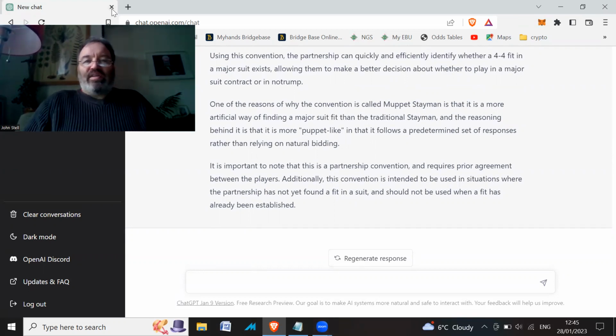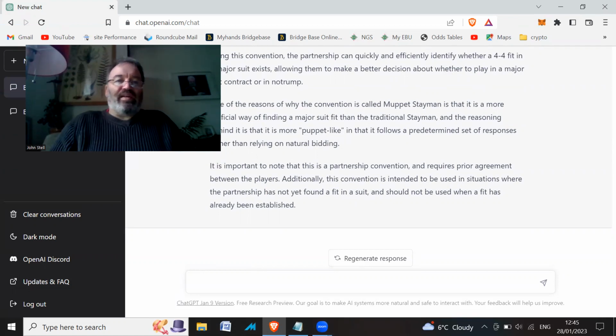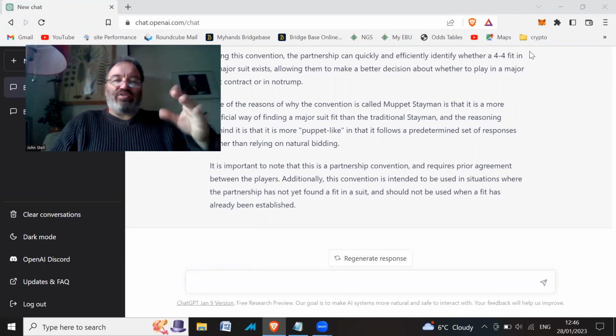Right. It didn't even mention 5-3 fits or anything. That was well, it didn't get anywhere near answering the question correctly there, which is no surprise. Okay, 1 out of 10, I'll give it. 1 out of 10, I don't know, 2 out of 10. Some elements are right, but not very good.